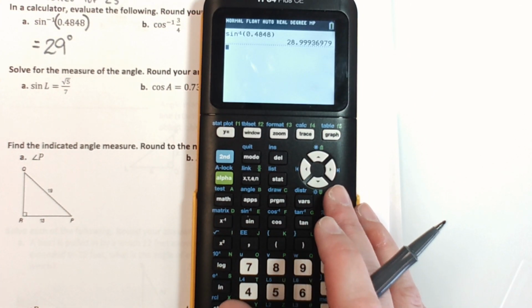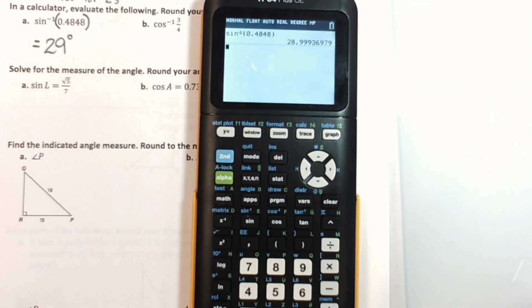You want us to like show our work on this? On the first three, there's no way to show work. Okay. So you don't want us to like put the number that we are rounding up from? Nope. Okay. Cosine inverse 3/4.